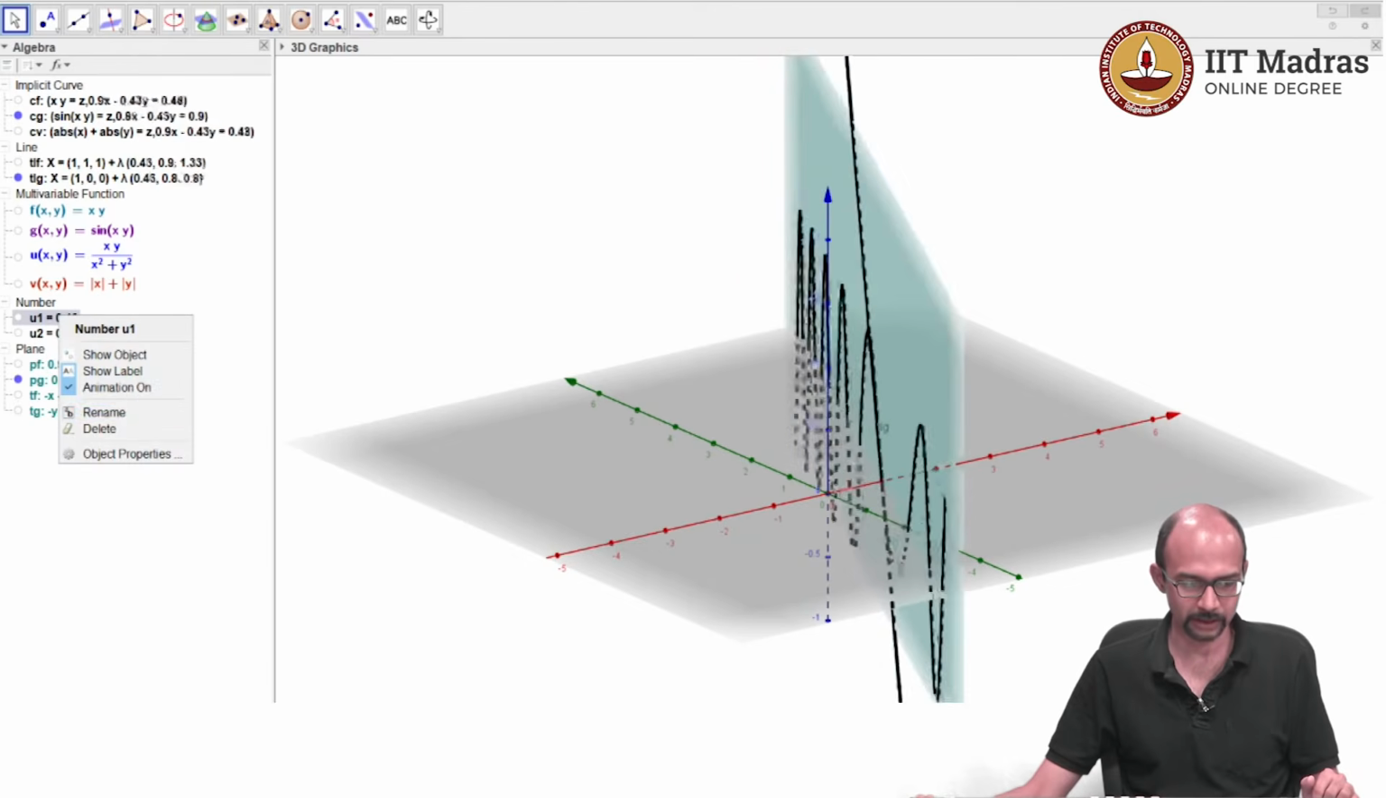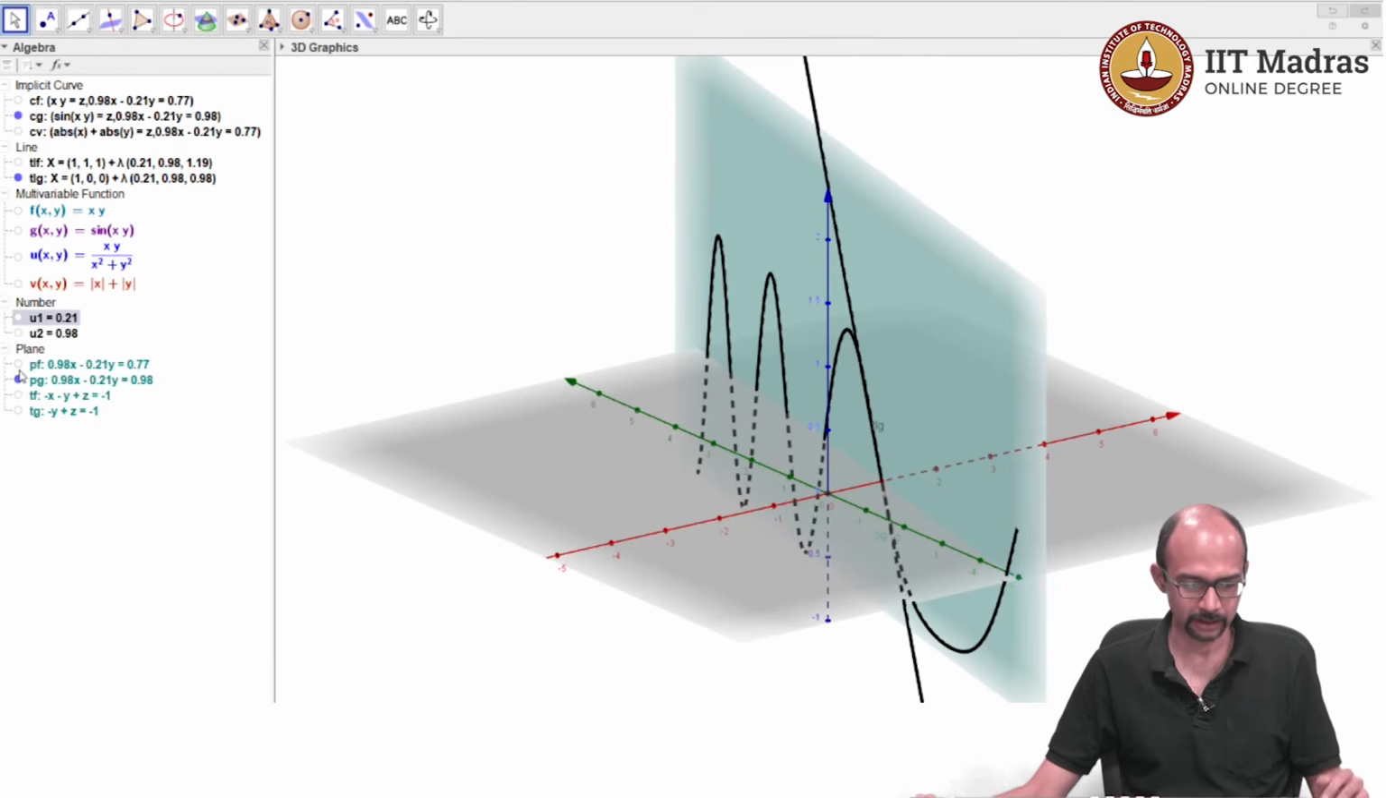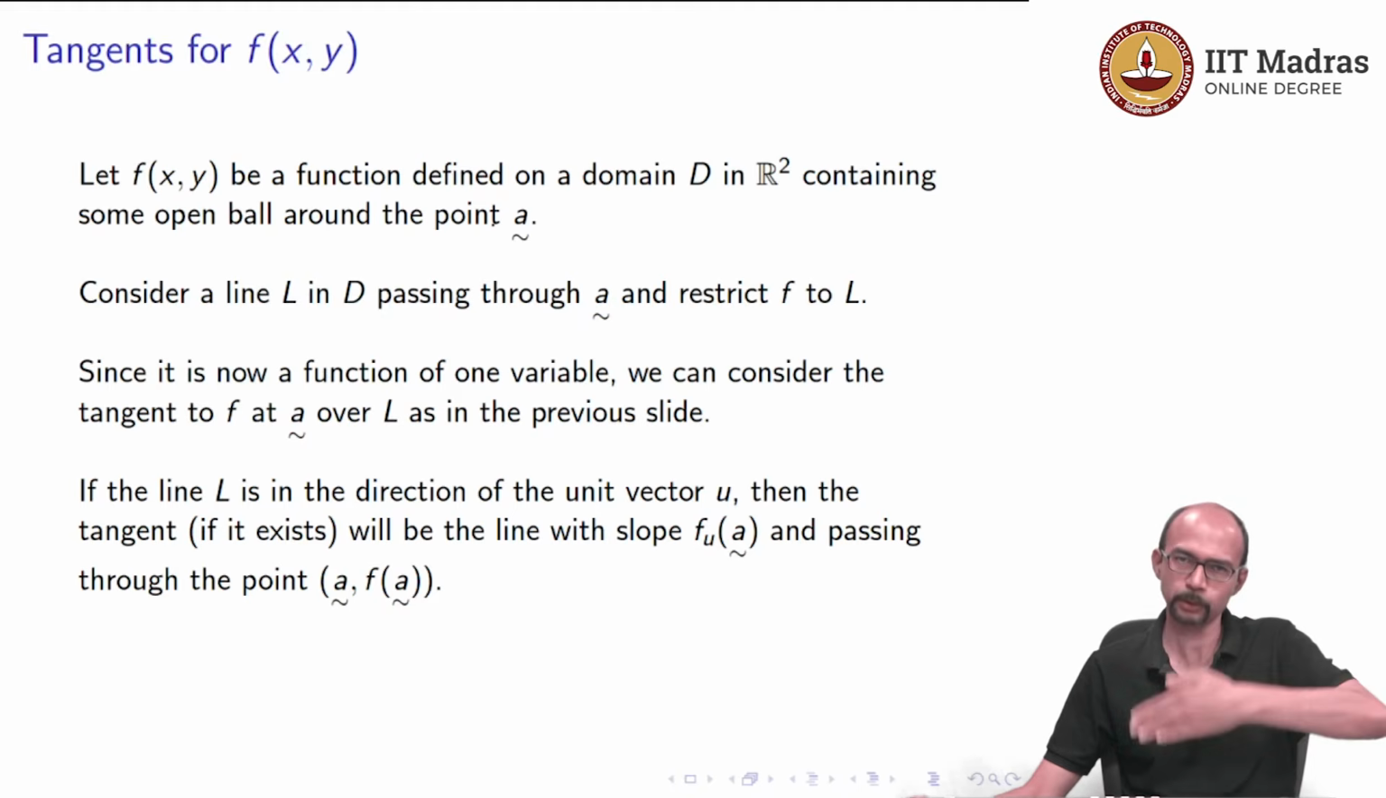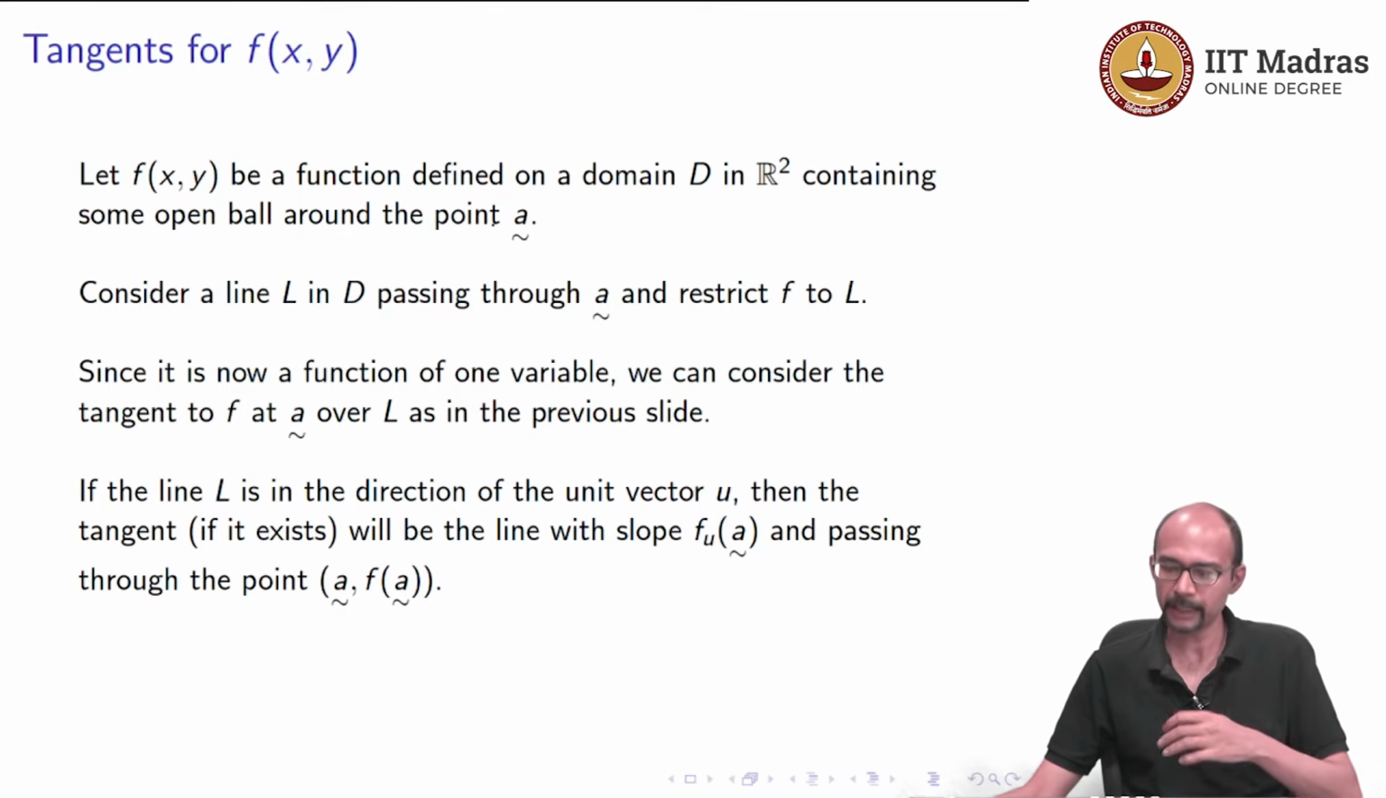Okay. So, this is just a visual demonstration of what we said in that previous slide. The main point here is that if you have this line L, you get the corresponding plane above that, and on that plane you have this line which has slope f_u of a tilde and which passes through the point a tilde comma f of a tilde.